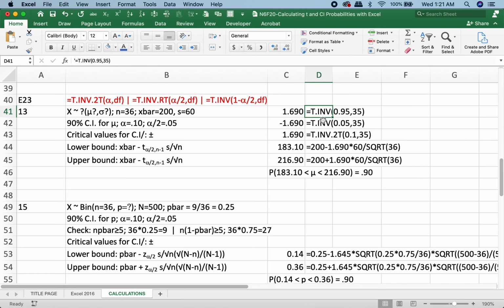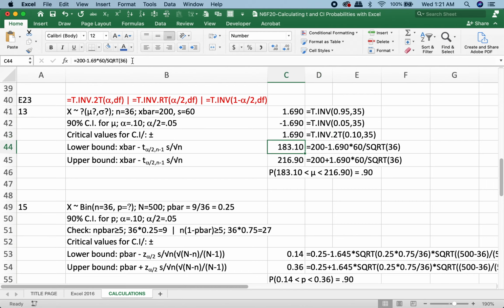Okay, the lower value would be just a T.INV with 5%, but because you're dealing with confidence intervals, there's a built-in T.INV.2T. You just put in the 10% here, without splitting it, and your 35 degrees of freedom, and it gives you that value.